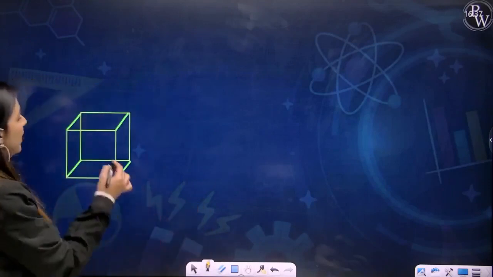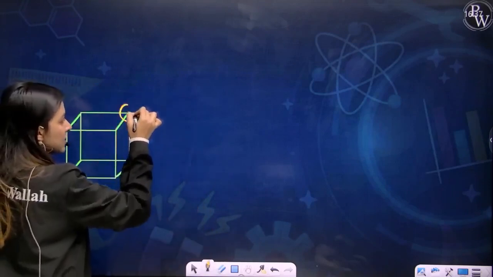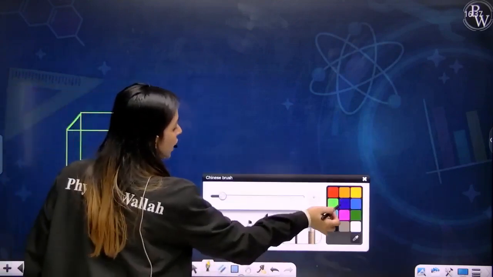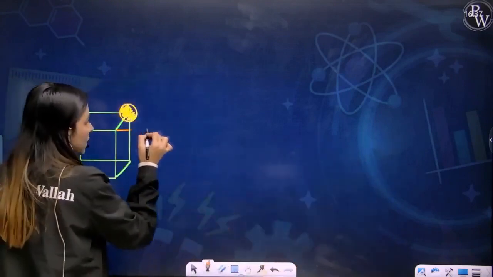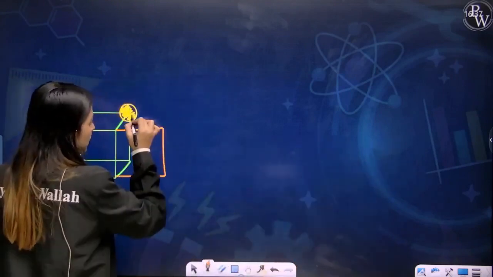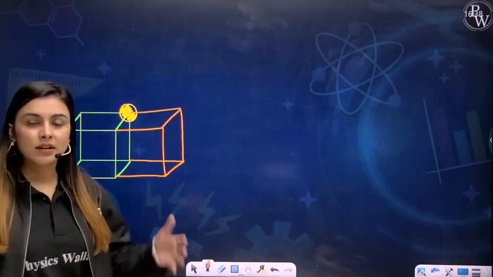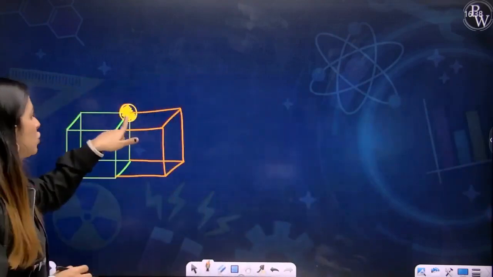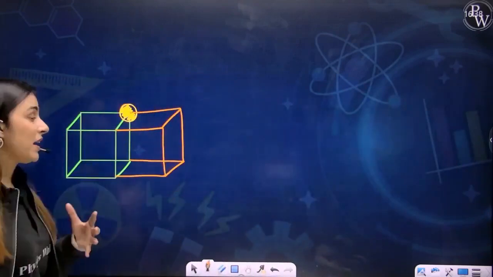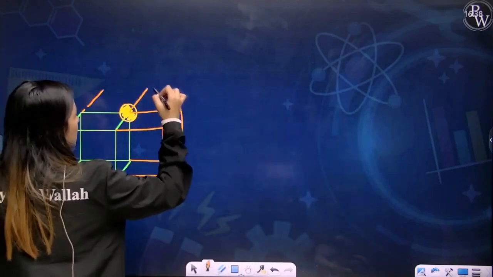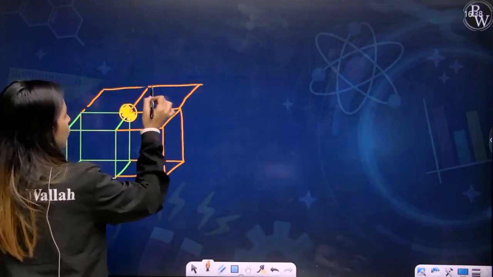If I consider this as my room, can I say that this is my ball present? Yes, ma'am. Now let's try to find out how many atoms are present. Adjoining this particular room, you have another room. Now imagine you have these two rooms. Obviously, backward also you have two rooms. I hope you're getting it, right?